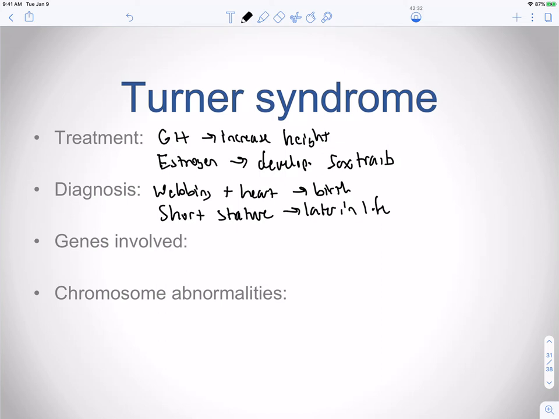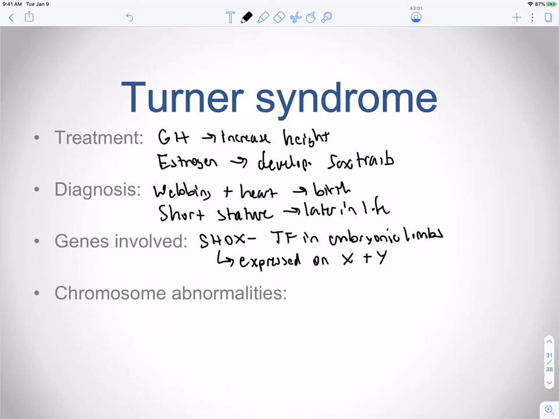Now the genes involved in this are, well, at least one gene is the SHOX gene. SHOX is going to be a transcription factor that is in embryonic limbs, and so this leads to short stature. SHOX is expressed on both X and Y, and so when you only have one X, you have haploinsufficiency.